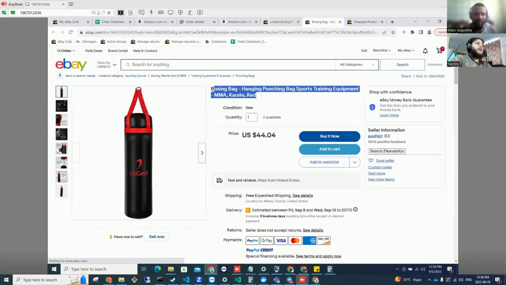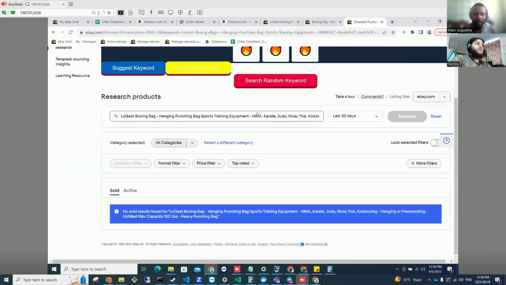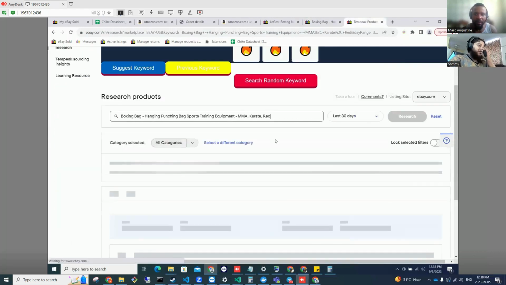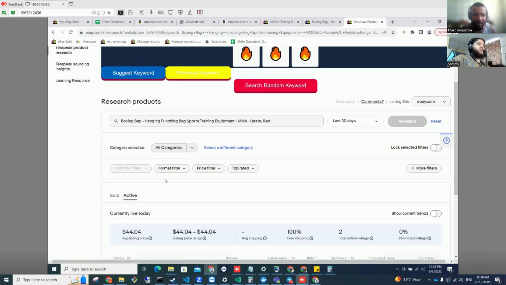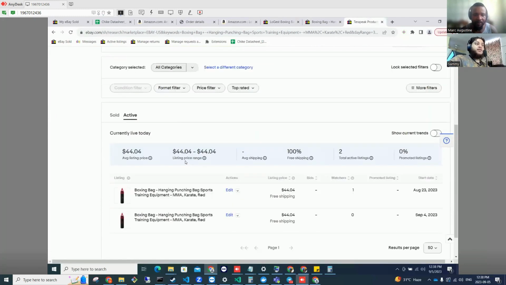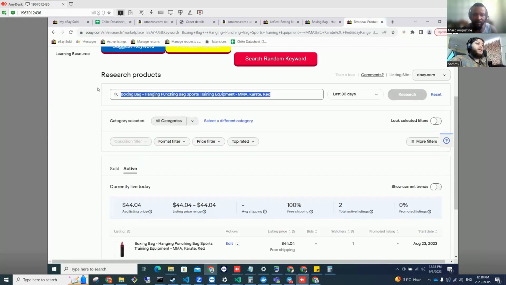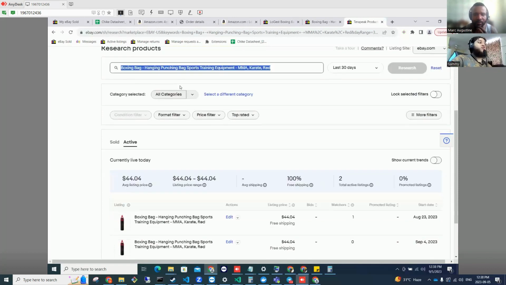And by the way, just for everybody watching, because I know some people don't understand what Terapeak is, it's basically a software that tells you all of the sales that are happening on eBay for a specific title. It's eBay's product research tool. Right, exactly. So you put in your search query, and you can make it as vague as you want.